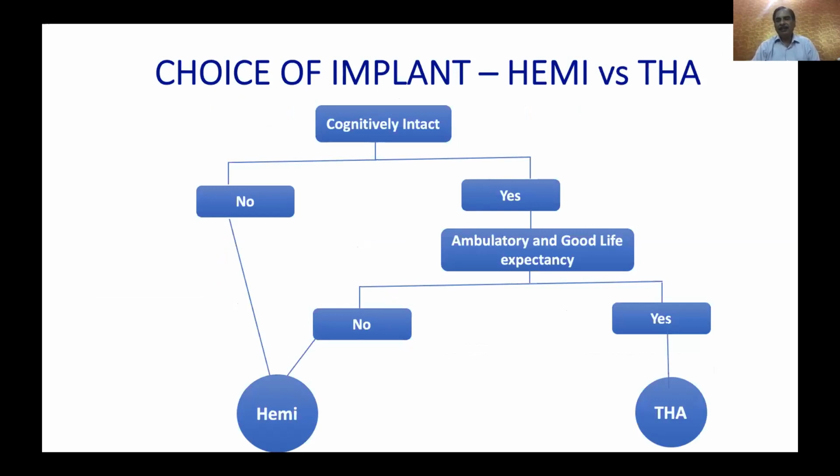Look at the patient, whether the patient is cognitively intact or at high risk of dislocation, such as a previous stroke or Parkinson's disease and all. So the patient is either cognitively and neuromuscularly intact, or he is not. If he is not, you should consider hemi rather than a total hip. If he is intact, then ambulatory and with good life expectancy, you should go for total hip. If he doesn't have a very long life expectancy, you should go for hemiarthroplasty.